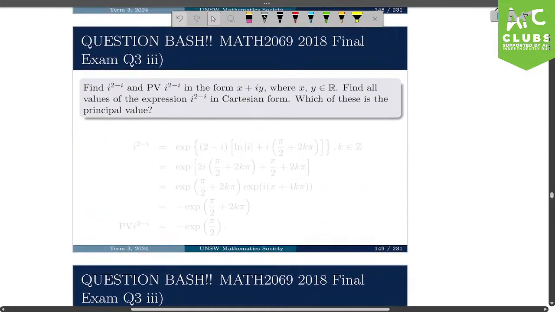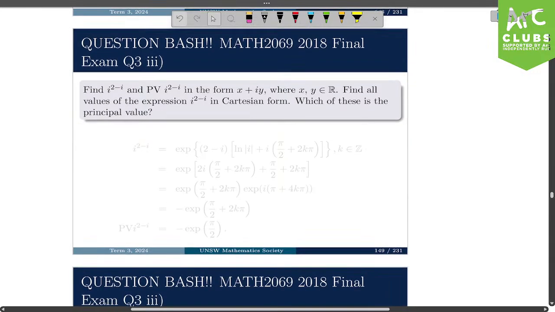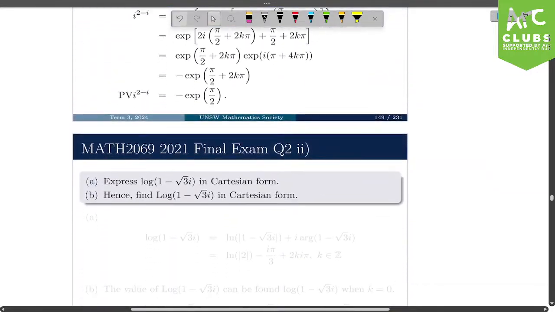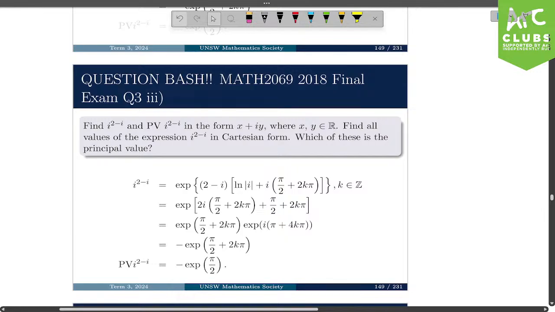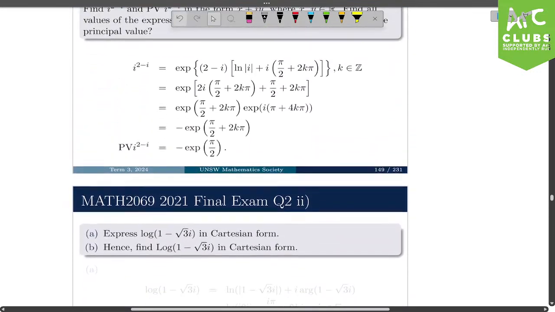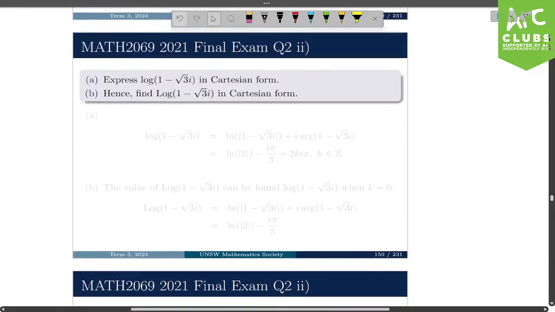Feel free to pause if you're online so that you can attempt this yourself and then run through it. In the meantime, we'll just go ahead and look at the other questions as well, because it will be a little bit intuitive, just the systematic process of breaking it into the log and then working out the exponential.